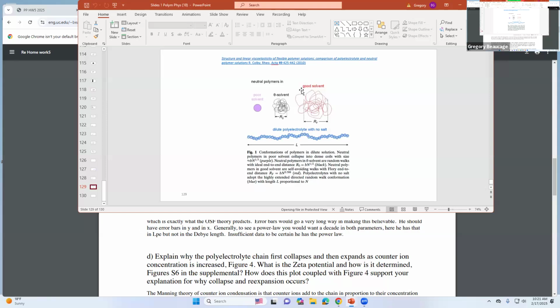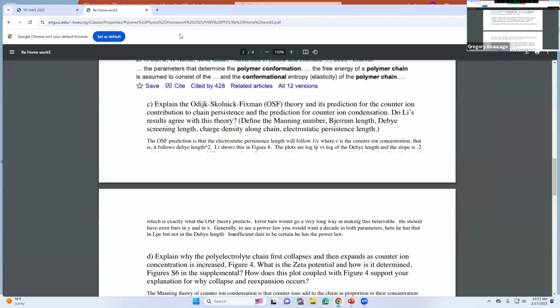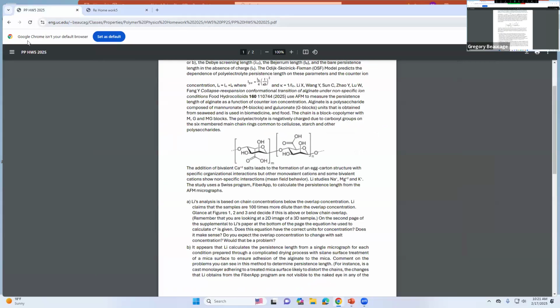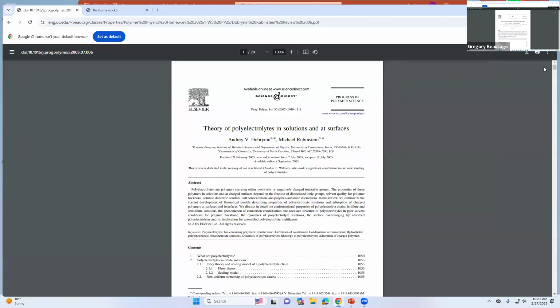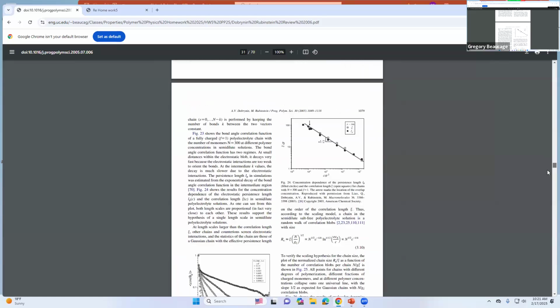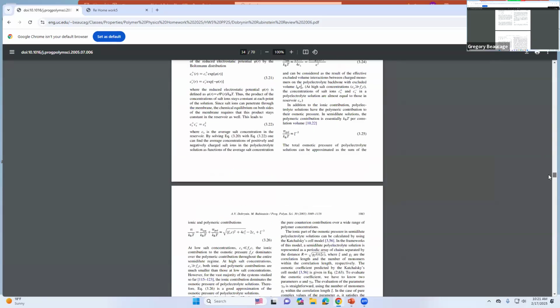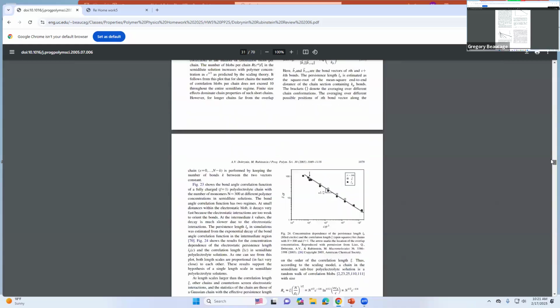And they say that it would go directly as 1 over the concentration of the counterions, according to the OSF theory. And people had a problem with that. Anyway, I don't really want to go through the whole thing, but deriving the OSF, this 1072 thing, Dobrin, that's why I put that in there. You can use other sources.